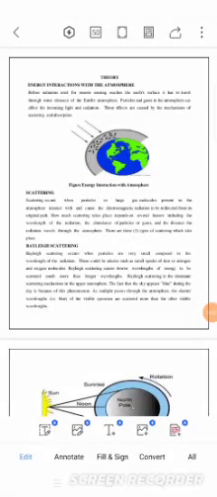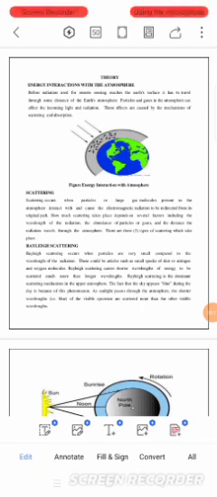Dear students, this video lecture is about interaction of energy with the atmosphere. There are different types of interactions among the atmosphere and the emitted radiation. The first event is scattering.